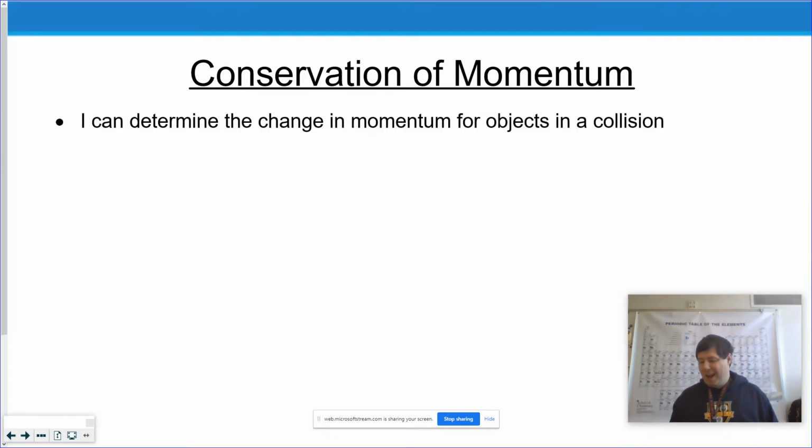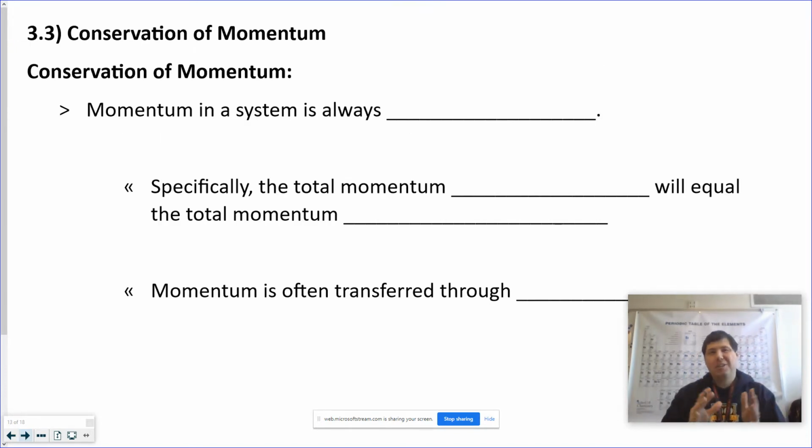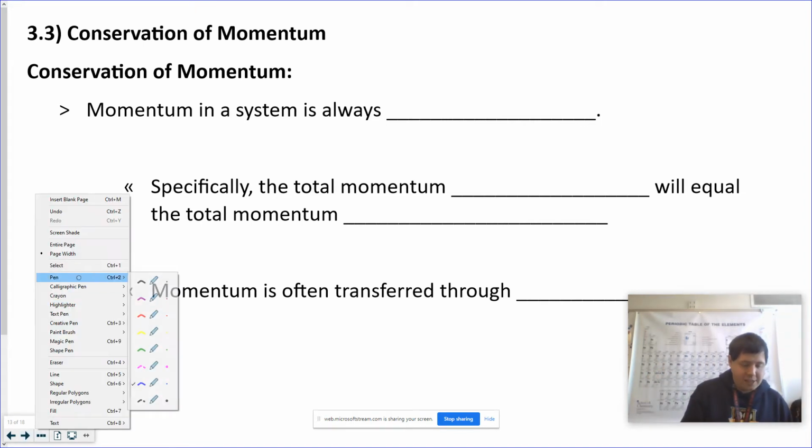Hello folks, today in this video we're going to talk about the conservation of momentum. We're going to be able to determine the change in momentum for objects in a collision. So conservation of momentum. The simple statement is that momentum in a system is always conserved.